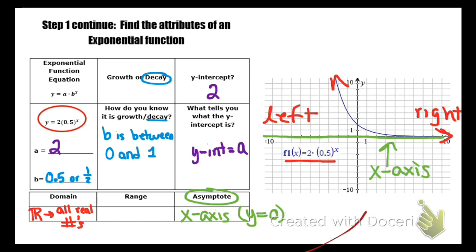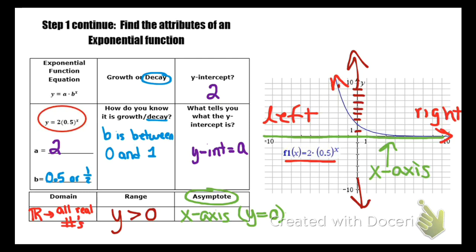But for the range, you have to look at the y values and see if the y values are going up or if the y values are going down. Well, this function, if you notice, all the y values are positive. It doesn't go to the negative y values. So that means that my range will be all of the y values that are greater than 0, but not equal to 0. Okay, not because this is a decay means that my range will be less than 0. The decay just means that the function is going down, it is decreasing, but the y values are all the positive y values. Okay, so don't get that confused.